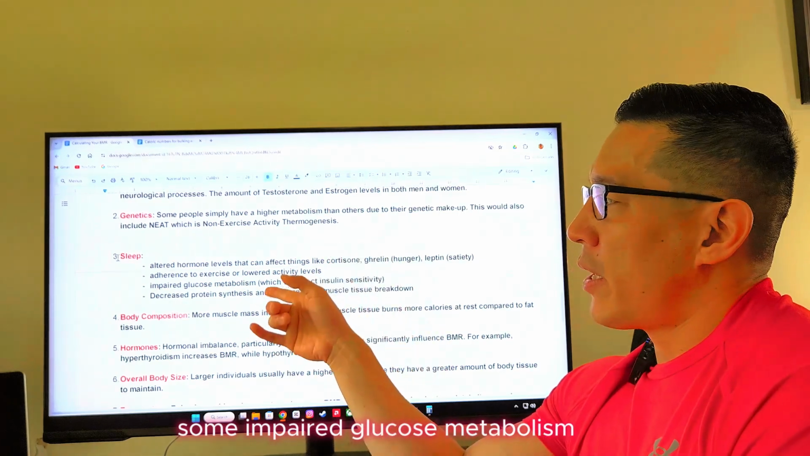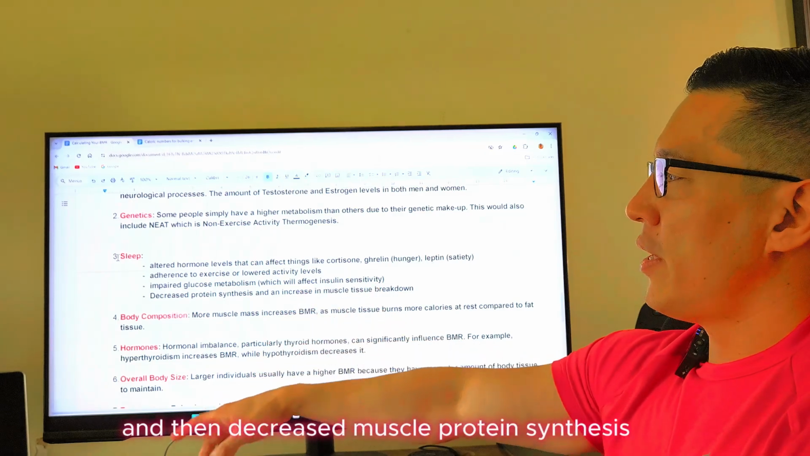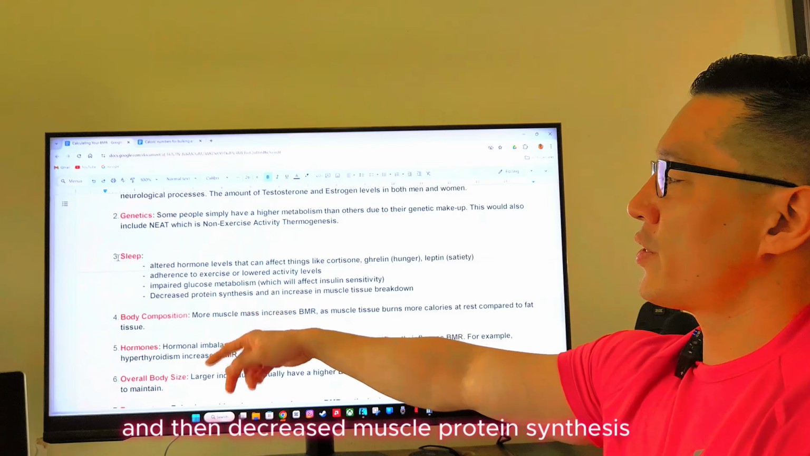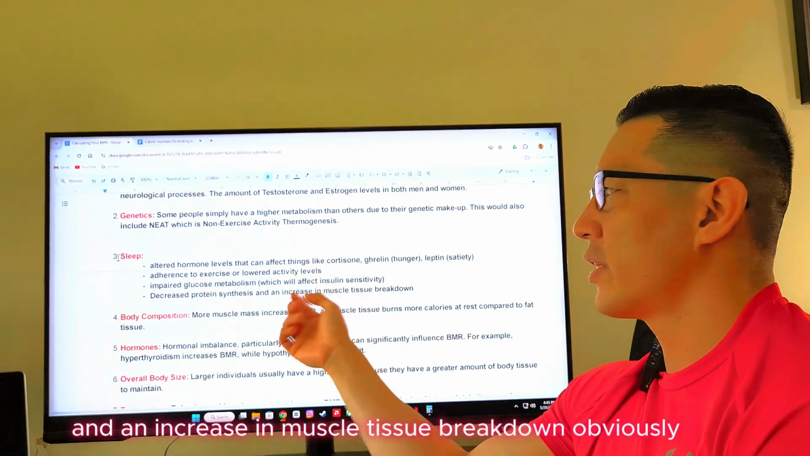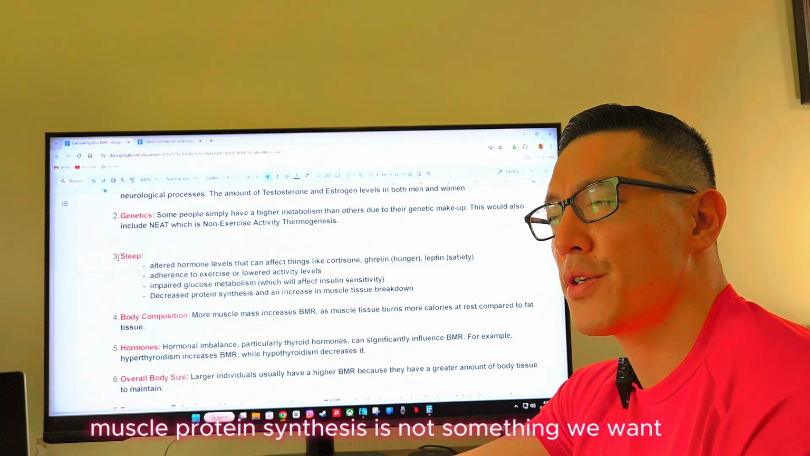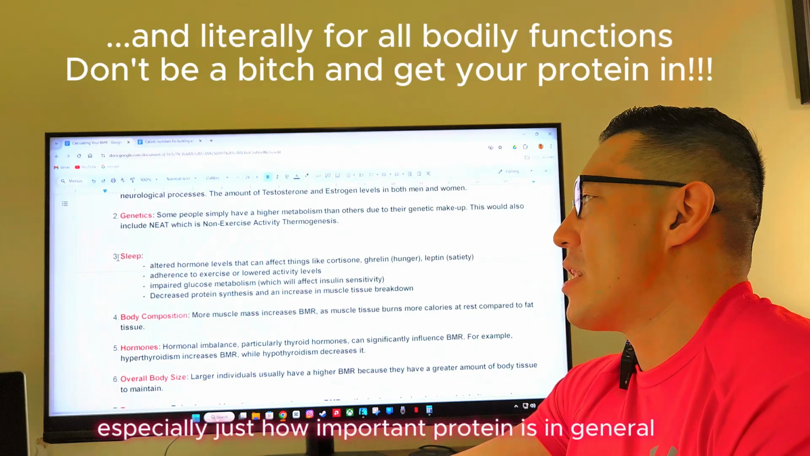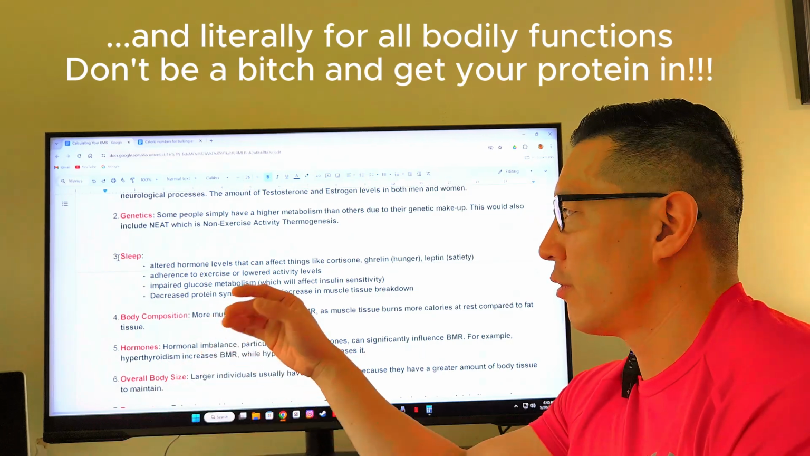Some impaired glucose metabolism, which will affect your insulin sensitivity, and then decreased muscle protein synthesis, and an increase in muscle tissue breakdown. Obviously, decreased muscle protein synthesis is not something we want, especially given how important protein is in general in your diet.